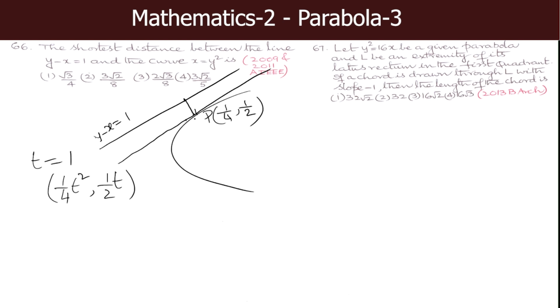So, what is the shortest distance? The distance of P from the line y minus x equal to 1 is half minus 1 by 4 minus 1, which is 3 by 4 by root 2, that is 3 by 4 root 2, or 3 root 2 by 8. This is the distance of the point P from the straight line. This question was given twice in the IEEE paper of 2009 and 2011.